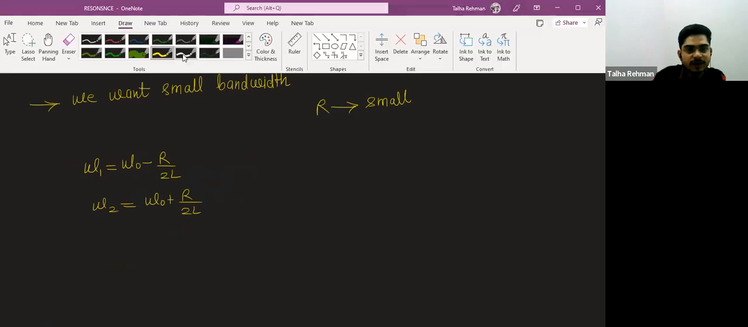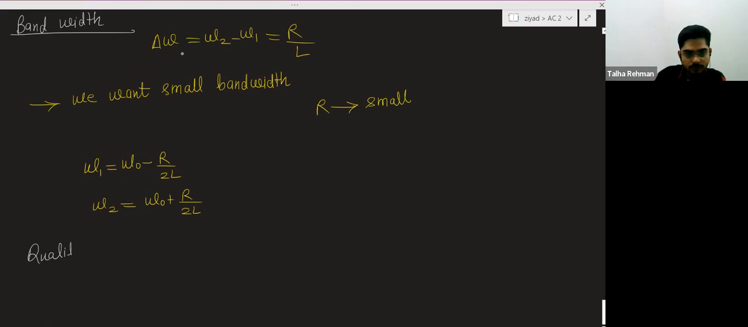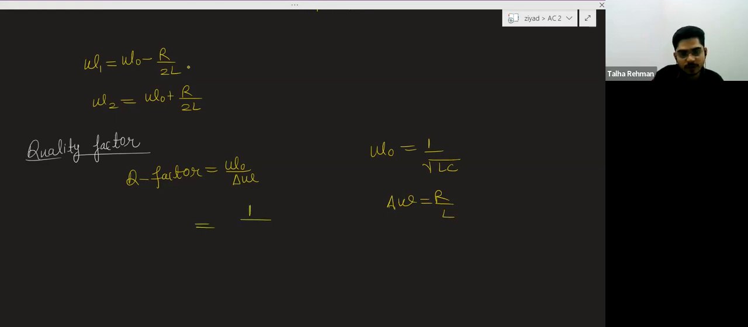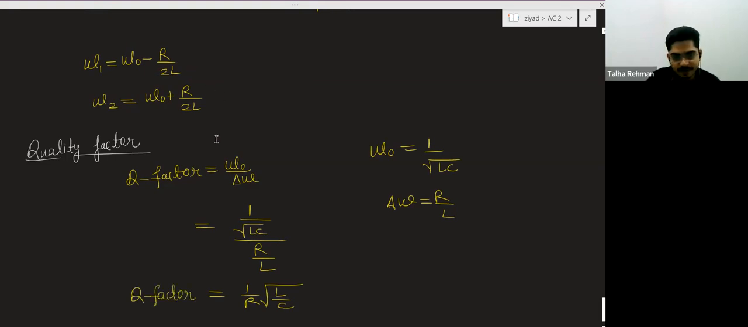Now we can write the quality factor. The Q factor is given by omega naught divided by delta omega, where delta omega is the bandwidth. Omega naught is given by 1 upon root LC, and delta omega is R by L. Put the values here, and finally you will get 1 upon R under root L by C. So this is your Q factor. Here R is resistance, L is inductance, and C is capacitance.